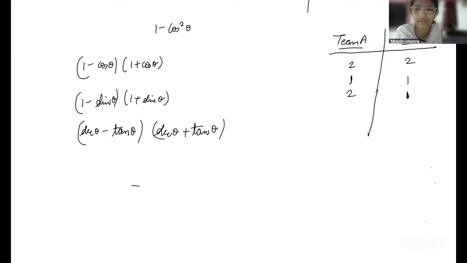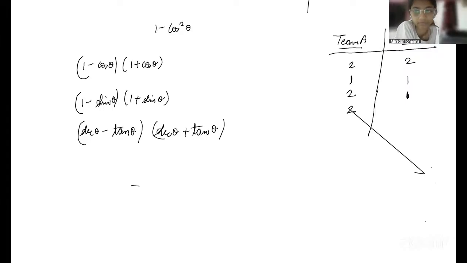Sec theta minus tan theta, sec theta plus tan theta. Both will come as 1. Yeah, so it is a minus b, a plus b. So it becomes a square minus b square, which will become sec square theta minus tan square theta, and sec square theta minus tan square theta is 1. Good.